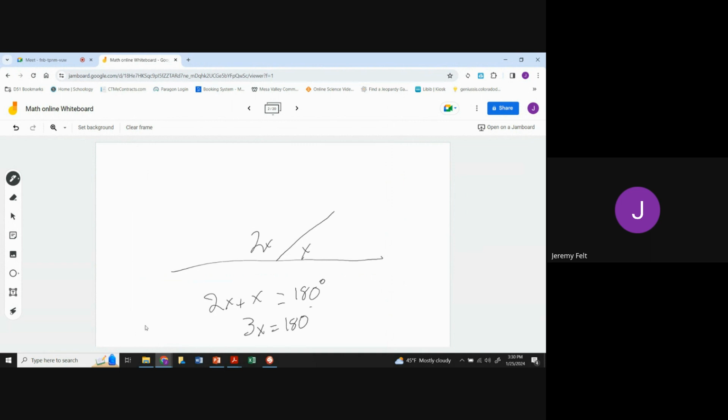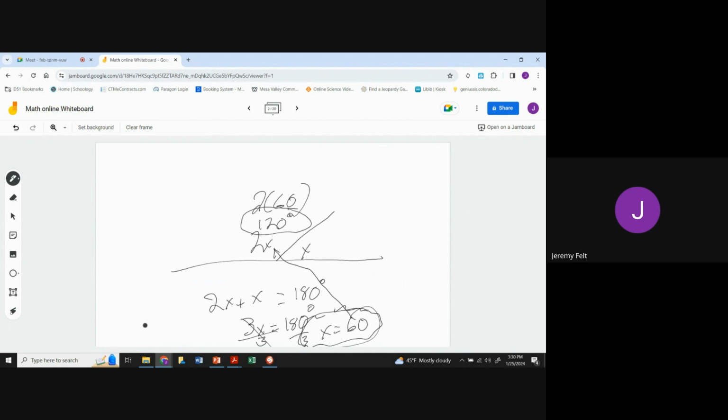And we divide by 3. Now, be careful, don't get here and we know x is equal to 60. Yes, but that is not our answer, so we're not quite done yet. We want to find the larger angle. We're going to plug 60 in for x. So this larger angle is 120 degrees. That is our answer. So sometimes we just assume, oh, we found x, we're done.